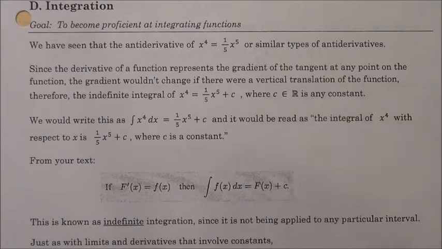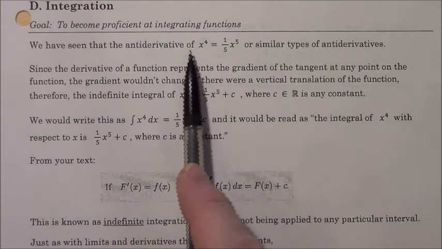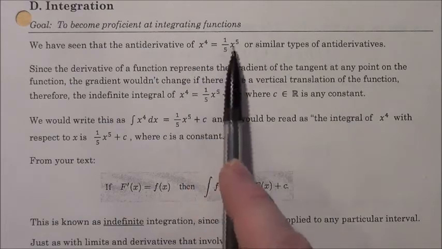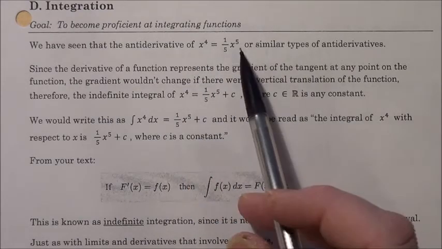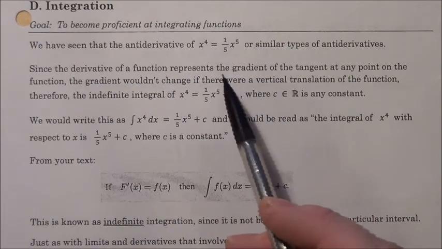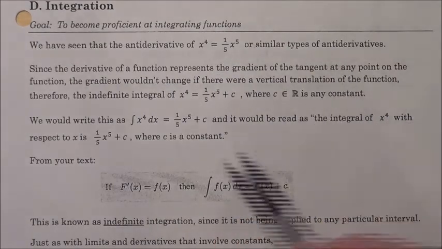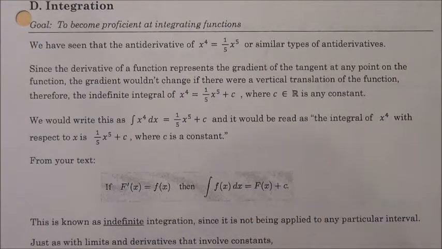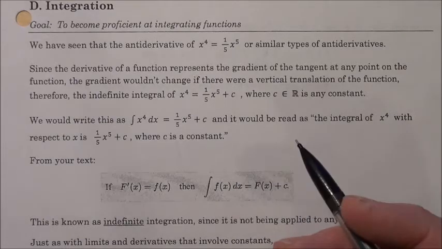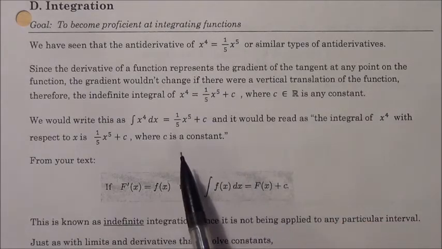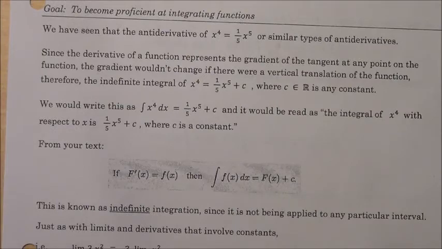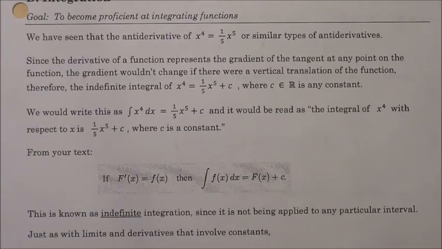So we've seen the antiderivative of x to the power 4 gives us 1 over 5 x to the power 5, or the antiderivative of x would be 1/2 x squared, or the antiderivative of x squared would give us 1/3 x cubed, etc. So what we're going to do is start looking at some of the more important features of antiderivatives.